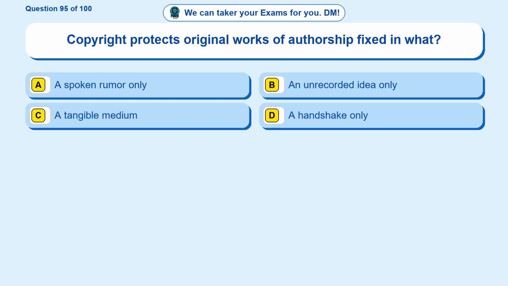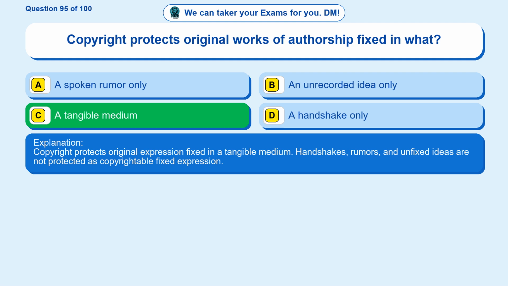Question 95. Copyright protects original works of authorship fixed in what? Option A. A spoken rumor only. Option B. An unrecorded idea only. Option C. A tangible medium. Option D. A handshake only. The correct answer is option C. A tangible medium. Copyright protects original expression fixed in a tangible medium. Handshakes, rumors, and unfixed ideas are not protected as copyrightable fixed expression.